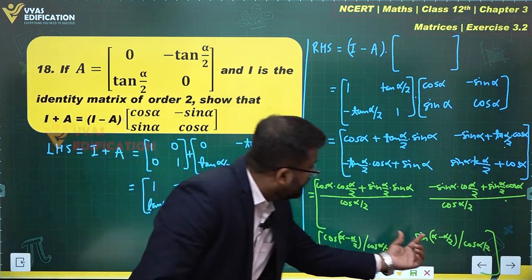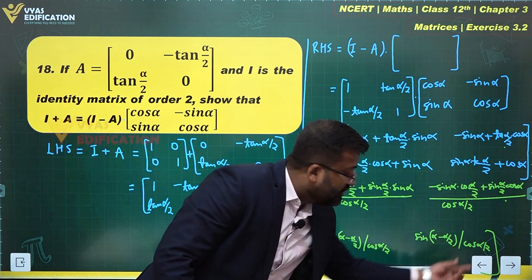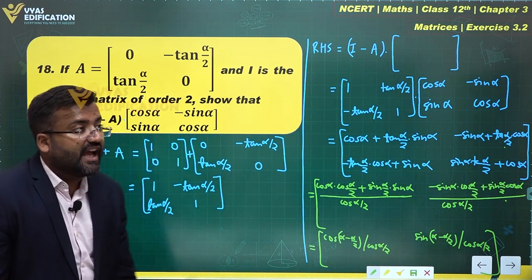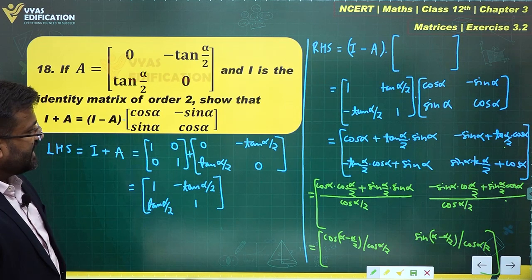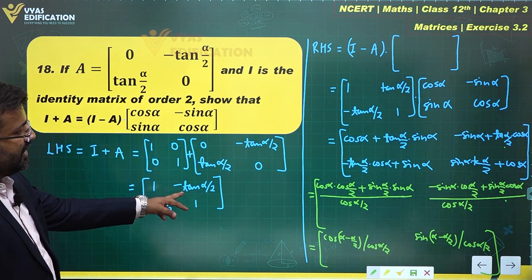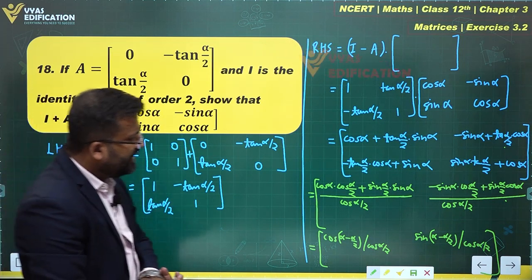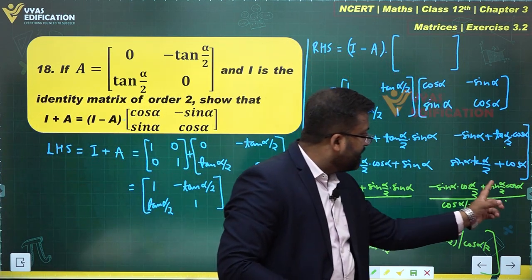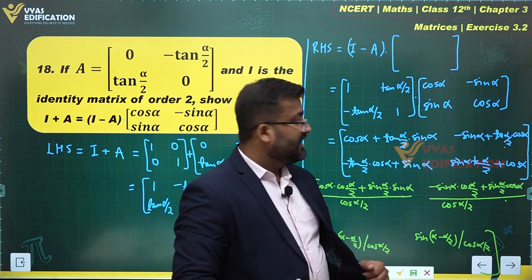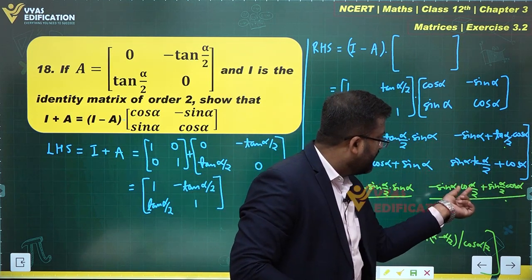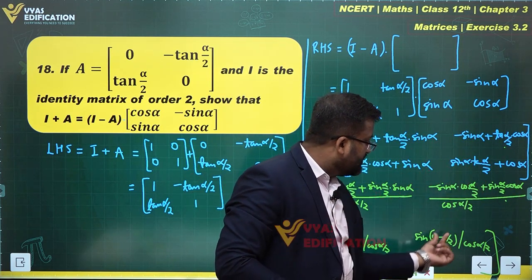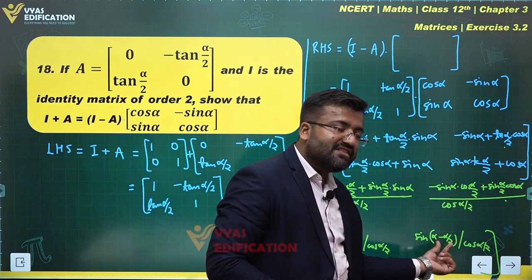Now what is this simplified to? This is sine alpha by 2 upon cos alpha by 2, which is actually tan alpha by 2. Okay, there should be a minus tan alpha by 2. Did we make any mistake? Yes, okay, just a minute. This is sine A cos B minus cos A sine B. So this should have been sine of alpha by 2 minus alpha.